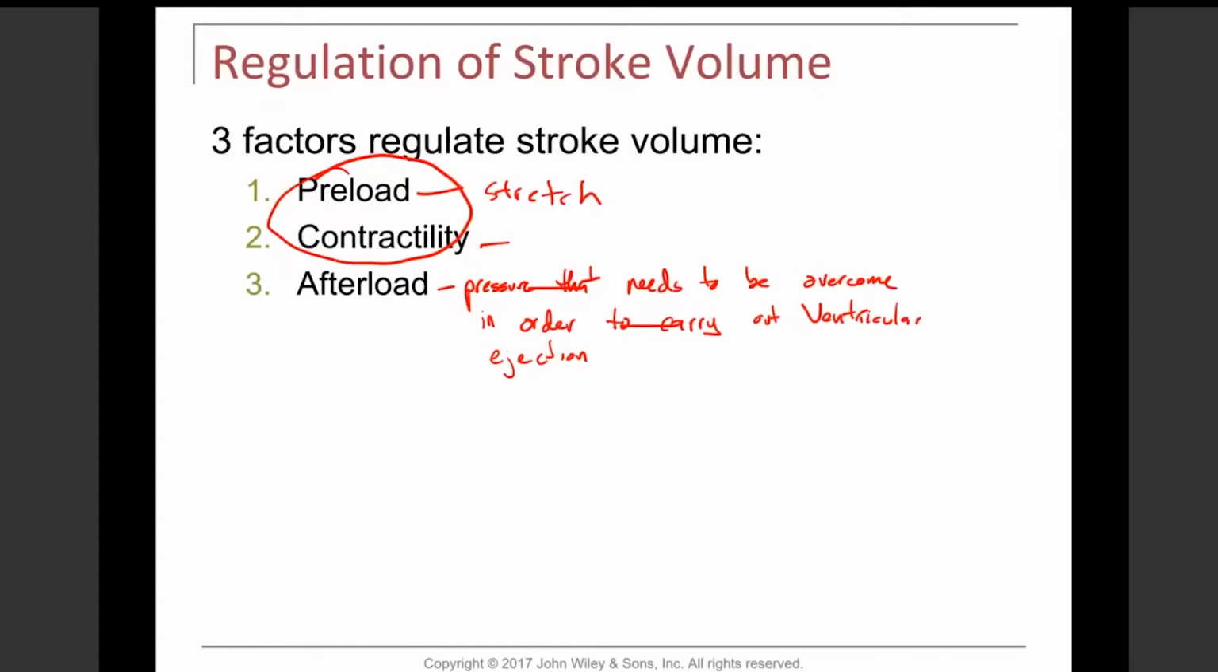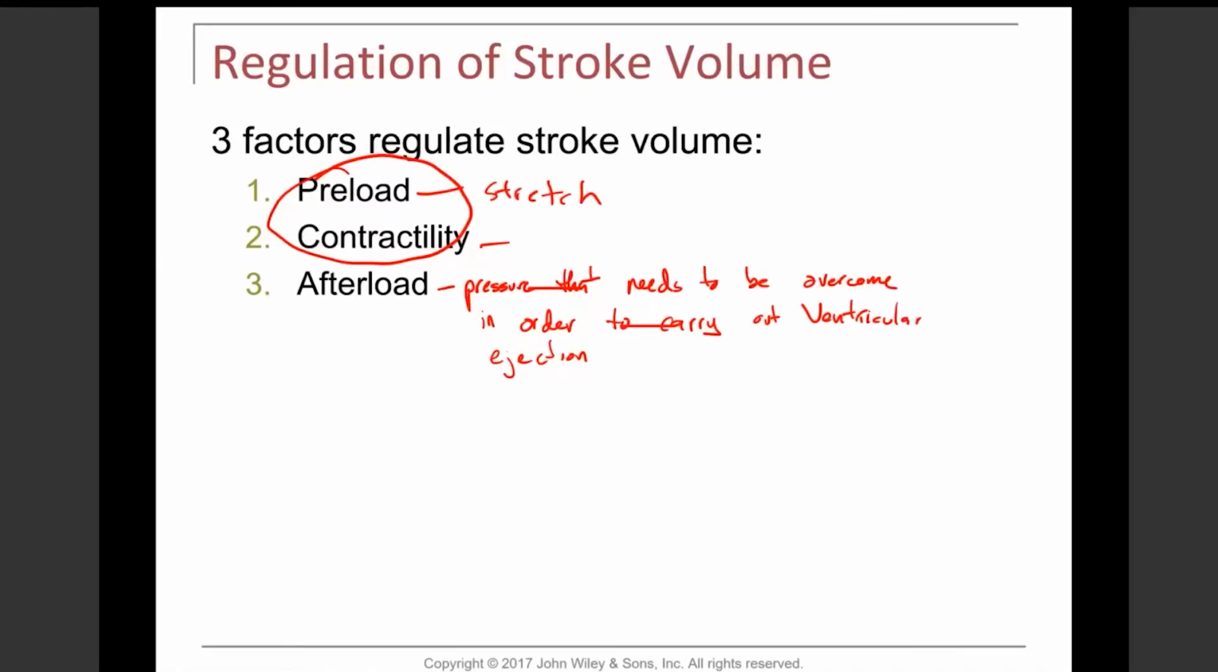And that's exactly what Jewel mentioned in her comment. You increase preload, therefore you will increase contractility, right? But if you increase the afterload also, well, then you have to overcome that. So if you want to increase your stroke volume, you increase preload, which will therefore increase contractility, and you will decrease the afterload, right? Now, there are ways you can do all of this, right? How you can decrease the afterload and how you can increase contractility.